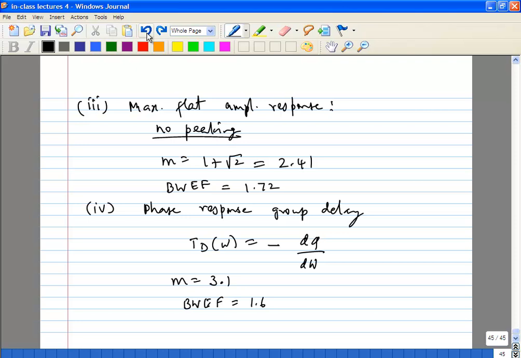So remember that the conditions for each of these are different. Depending on the particular application where each one is important, you will need to choose a particular case. For example, once you get a flat group delay, your amplitude response is no longer going to be maximally flat. You won't have peaking, but it won't be maximally flat. You will have a faster roll off.